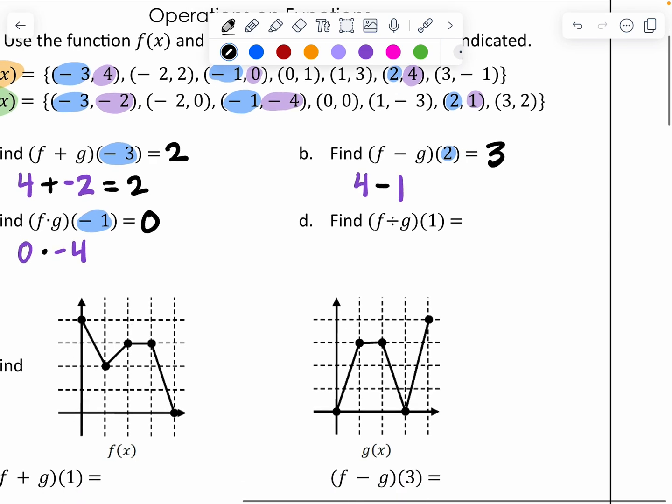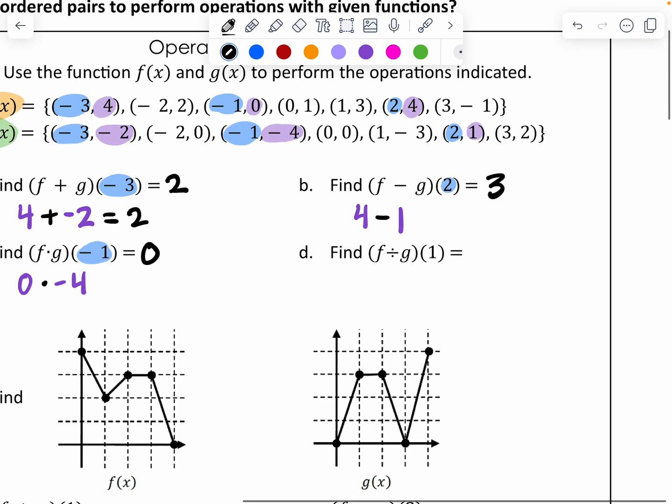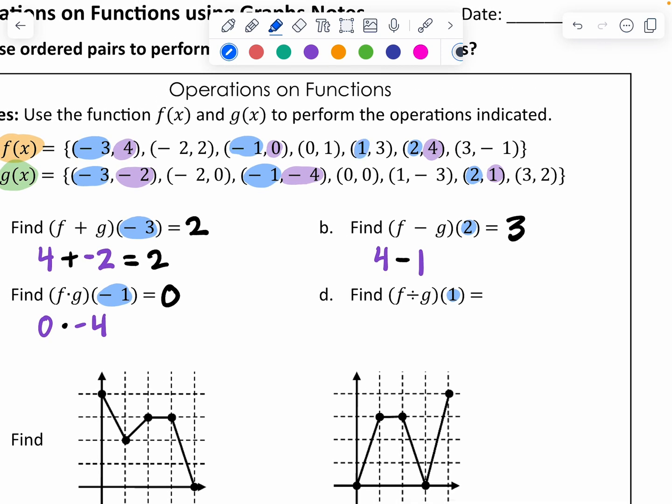D, find f divided by g of 1. So the input is 1. In f of x, when the input is 1, the output is 3. And in g of x, when the input is 1, the output is -3. Three divided by -3 is -1.